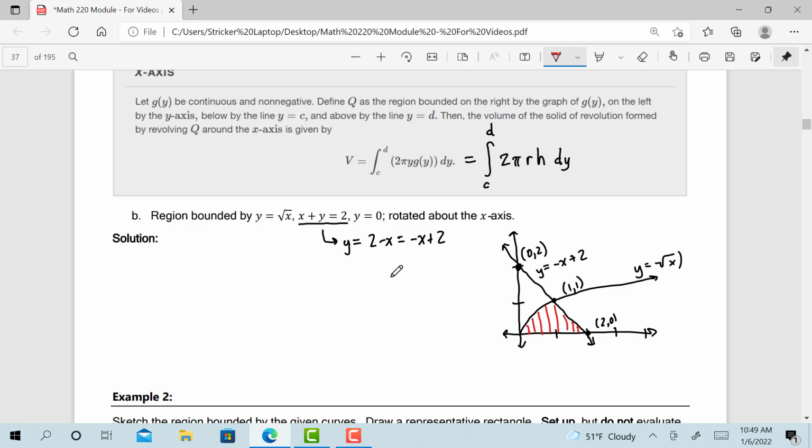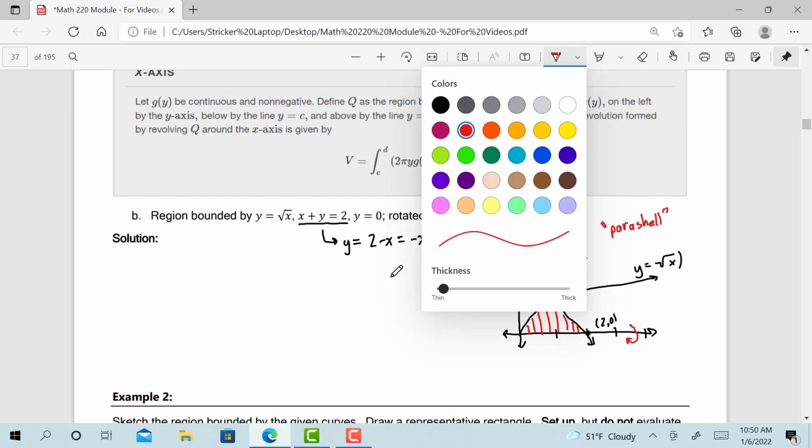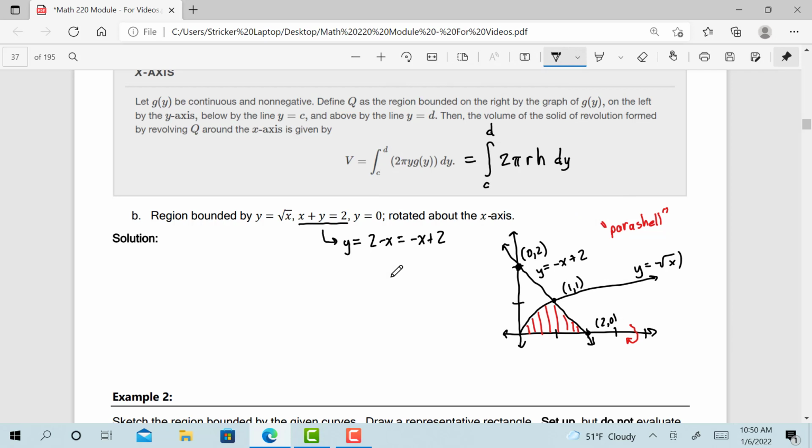And it says we're rotating about the x-axis. And remember, again, the word parallel. So our representative rectangle needs to be parallel to the axis of rotation. So I'm going to go ahead and draw that in there. There is our representative rectangle. And it is parallel. And so since the thickness of this representative rectangle is now vertical, we know this is going to be a dy problem.